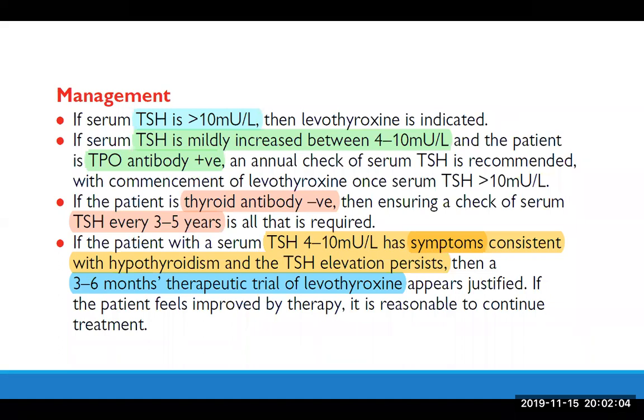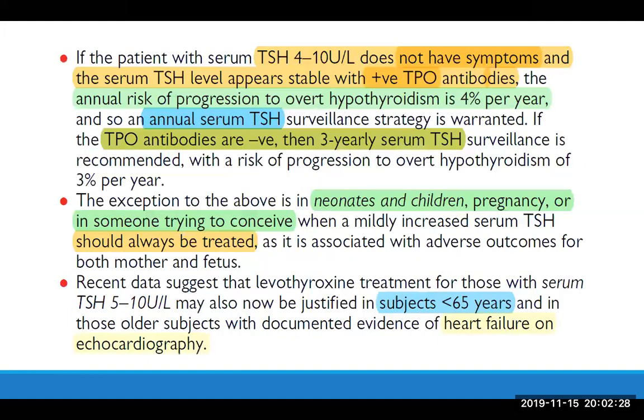If the patient has serum TSH 4 to 10 and has symptoms consistent with hypothyroidism, you can try to treat with levothyroxine for 3 to 6 months as a therapeutic trial, because most hypothyroid manifestations or symptoms are not highly specific for hypothyroidism.